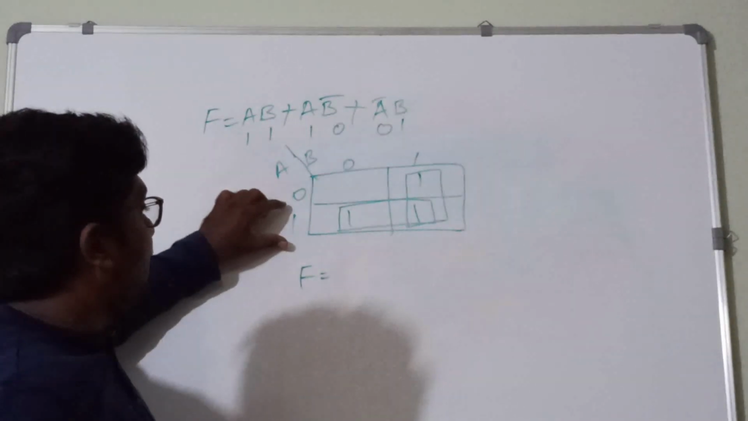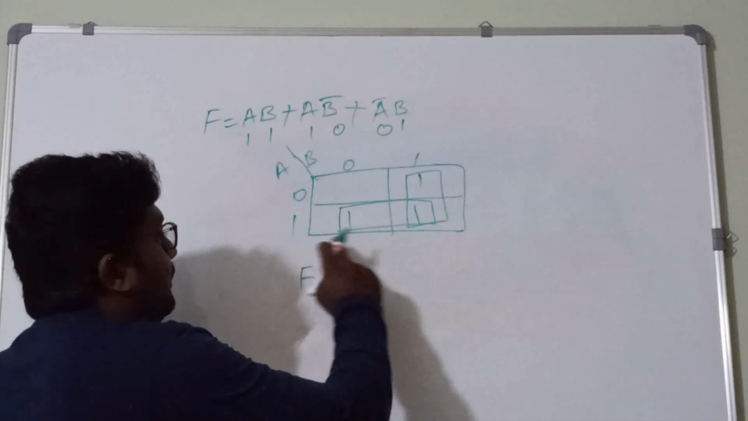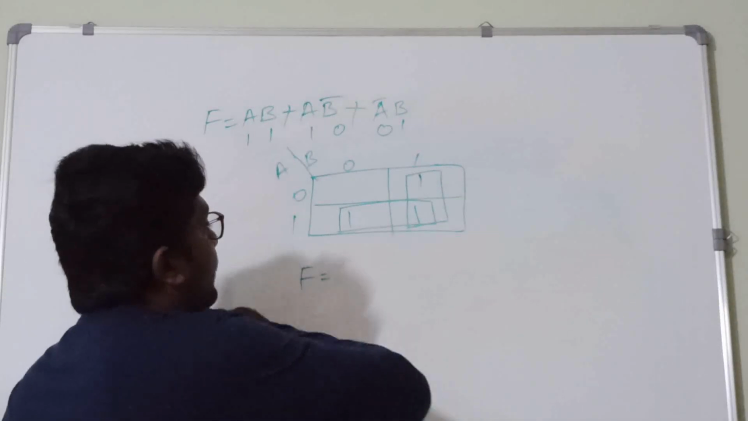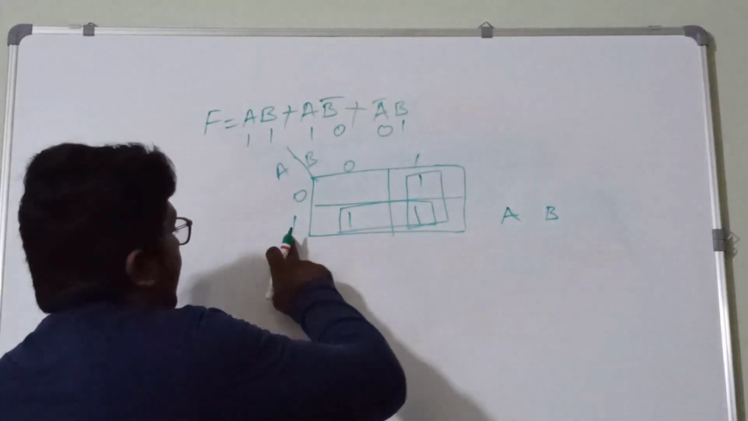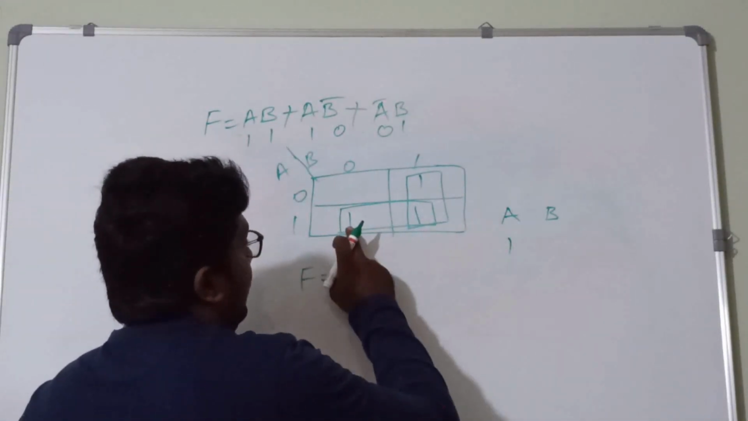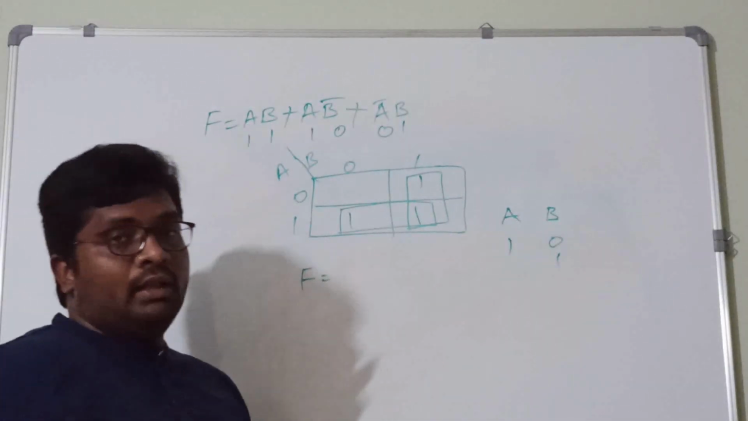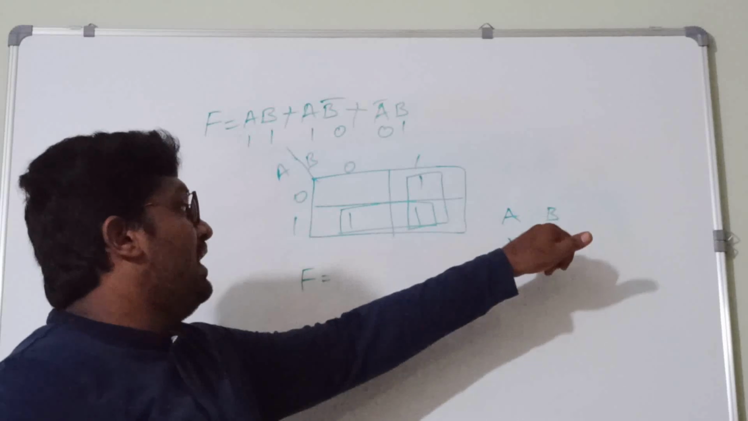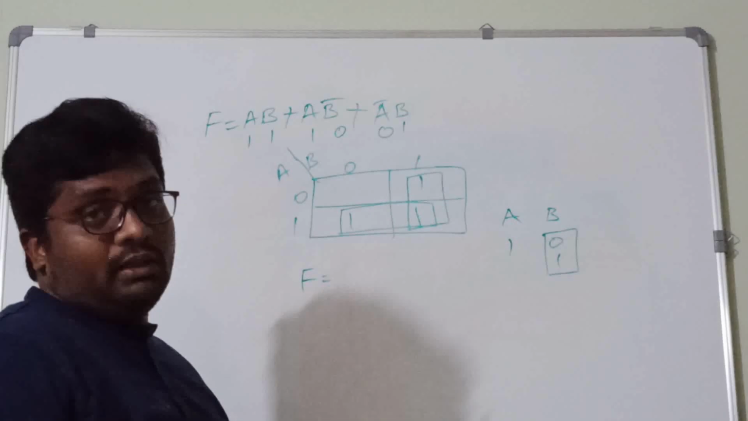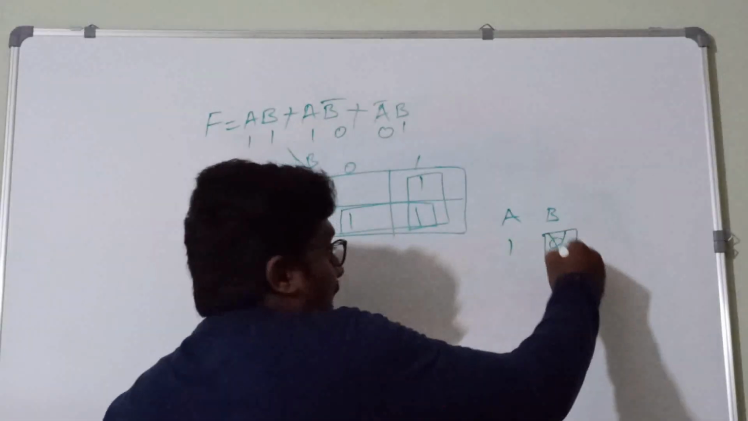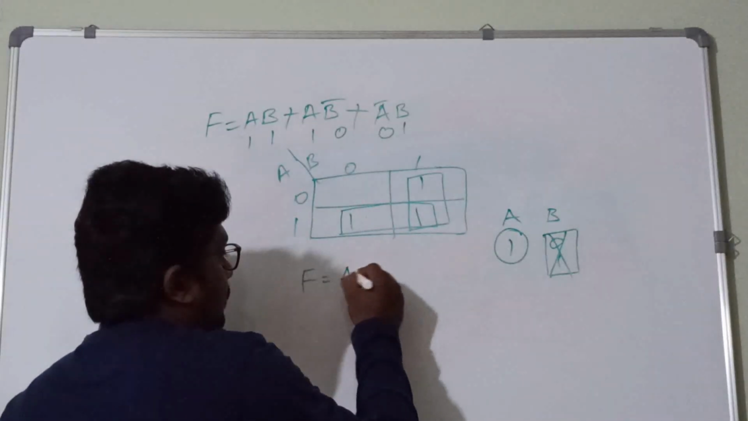So now first let me take the first pair. That is A is equals to 1, right? So A and B are the 2 pairs. Here A is 1 and for B, first one is 0 and the next one is 1, right? If you observe here, for the value of B, the values are changing, right? So we need to eliminate this B and we need to give this value A.